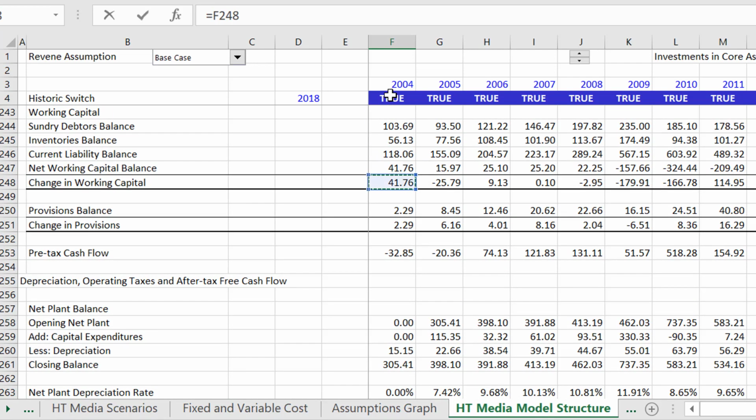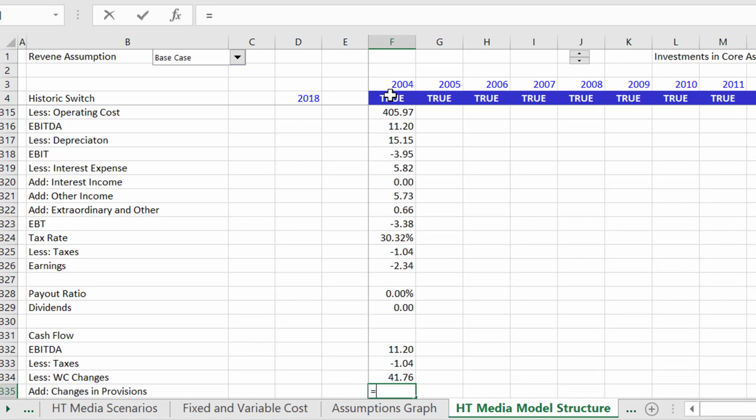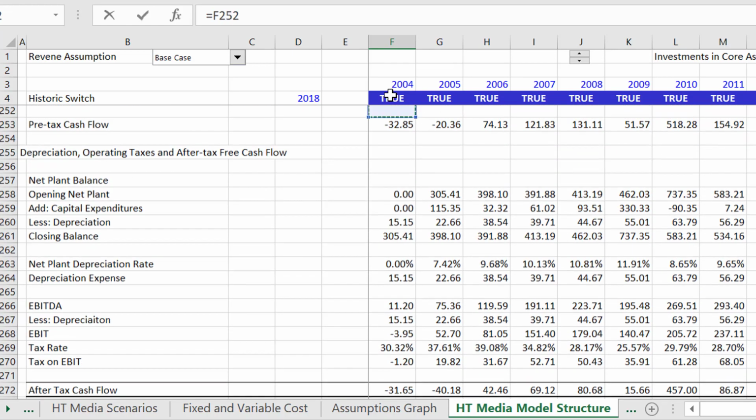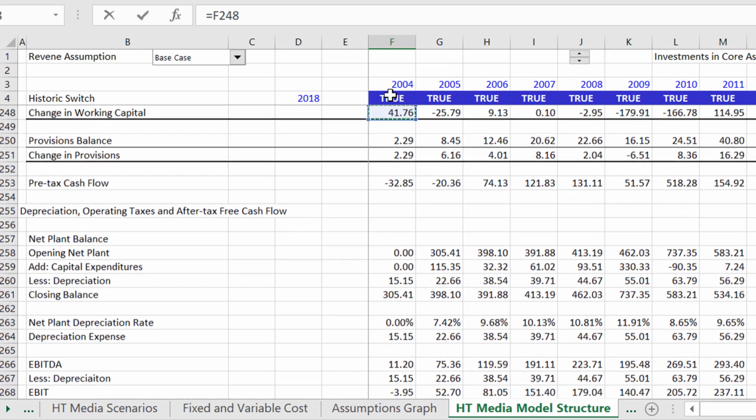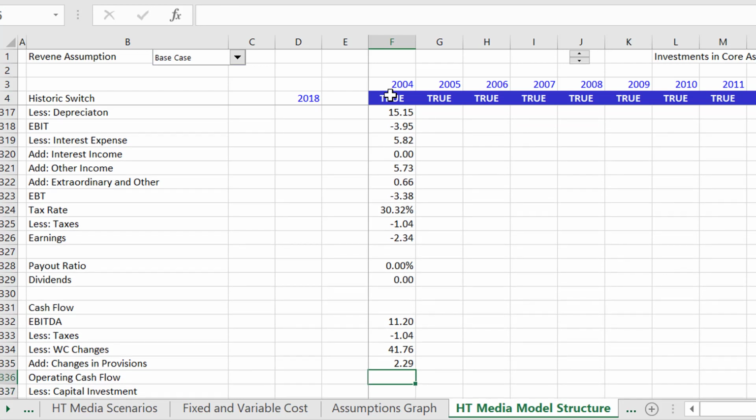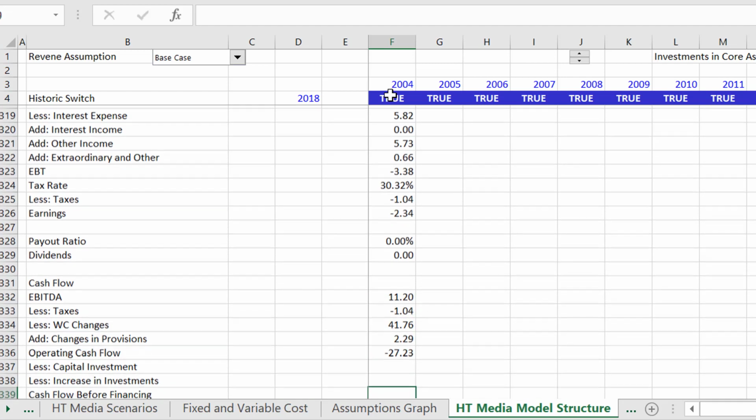Here, that was one of our big items. And then we have the changes in provisions. Now we have to be a little bit careful here because that's like an accounts receivable. So if this is going up, which it is, that's a positive change in cash flow. So I think we're okay. So we have EBITDA minus the taxes minus the working capital plus the change in provisions.